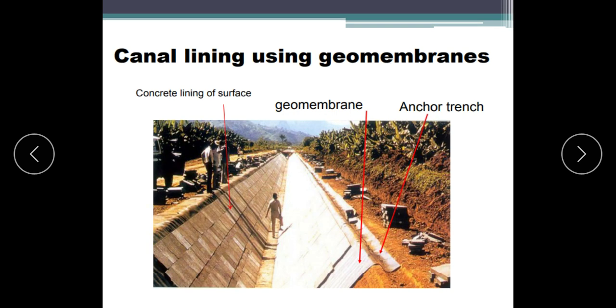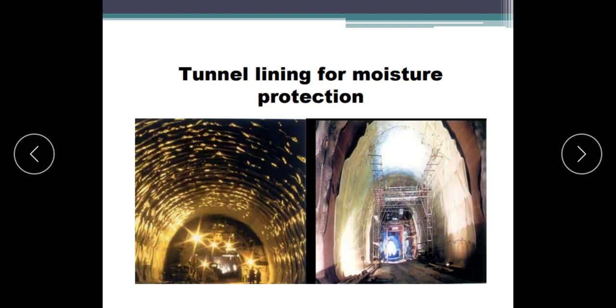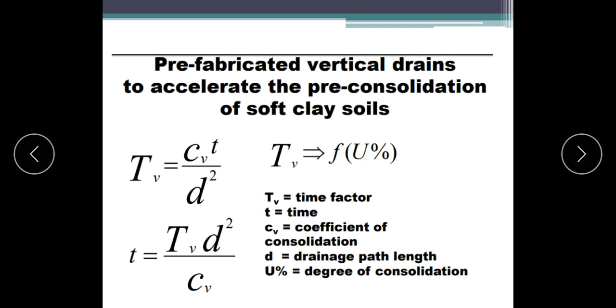As a canal lining, you can observe here, geomembrane has been placed before the placing of the concrete lining. An anchor trench has been made so that the soil does not undergo moisture variation. Here also, as tunnel lining, as a moisture protection, we are providing geomembrane.